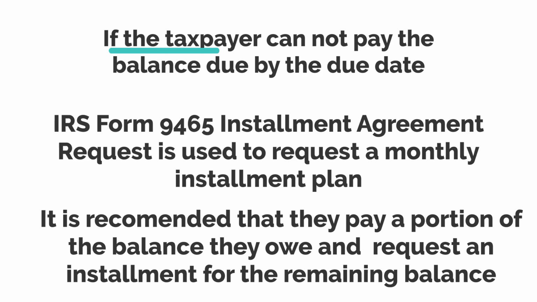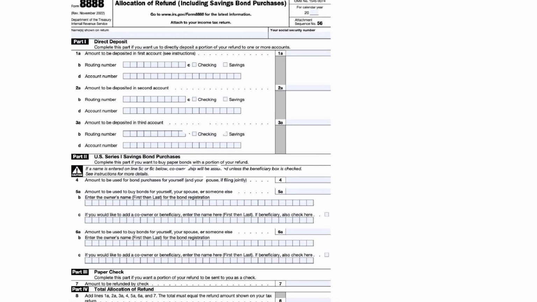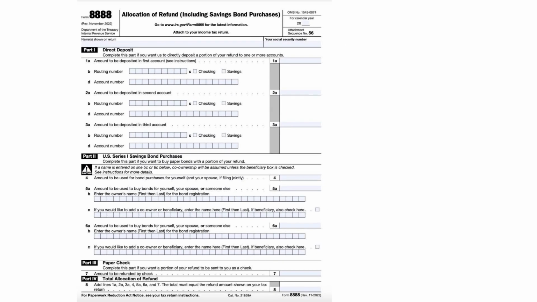When a taxpayer chooses to have their tax refund electronically deposited to 2 or 3 accounts at banks or other financial institutions, they can complete IRS Form 8888, Allocation of Refunds.